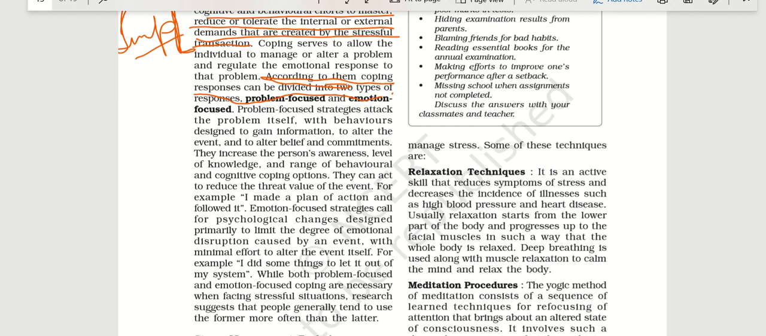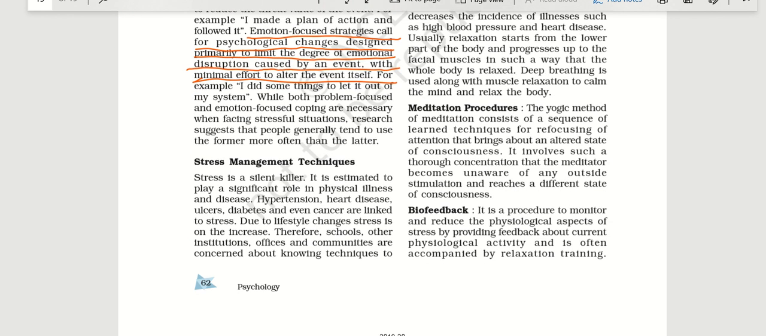Okay, this is my particular problem and now I have to figure out the resources to solve it. Whereas the emotion focused strategy calls for psychological changes designed primarily to limit the degree of emotional disruption caused by the event, with minimal efforts to alter the event. For example, I did some things to let it out of my system. Like catharsis, you're talking to your friend, you're constantly seeking approval through your emotional self. That is your emotion focused strategy.